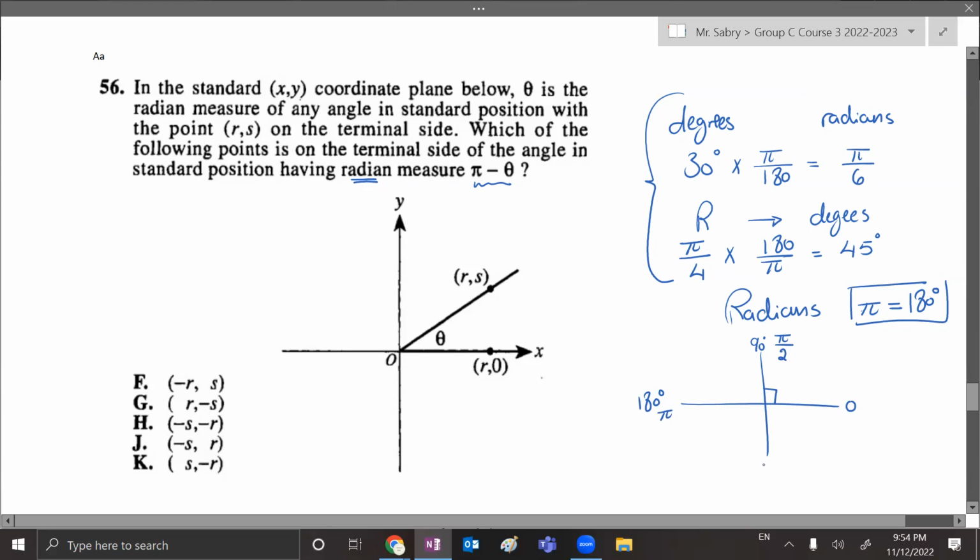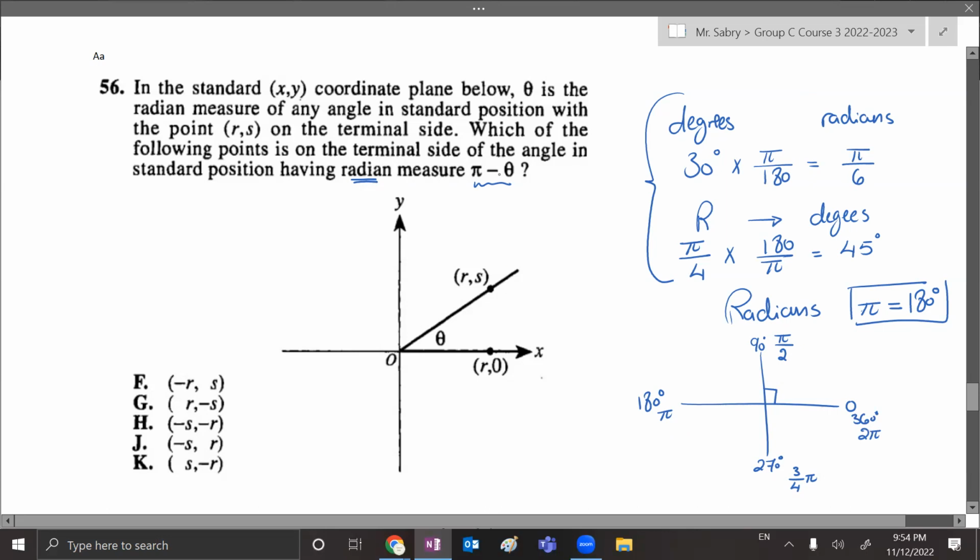This one is 270 degrees, which is equivalent to 3 over 2 pi in radians. And this one is 360 degrees again, when you complete a full circle, which is equivalent to 2 pi in radians.